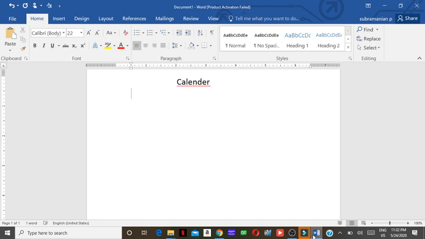Okay, we all know 1 week contains 7 days and 1 year contains 365 days. In 365 days, we have 52 weeks plus 1 odd day. So 52 weeks plus 1 odd day.